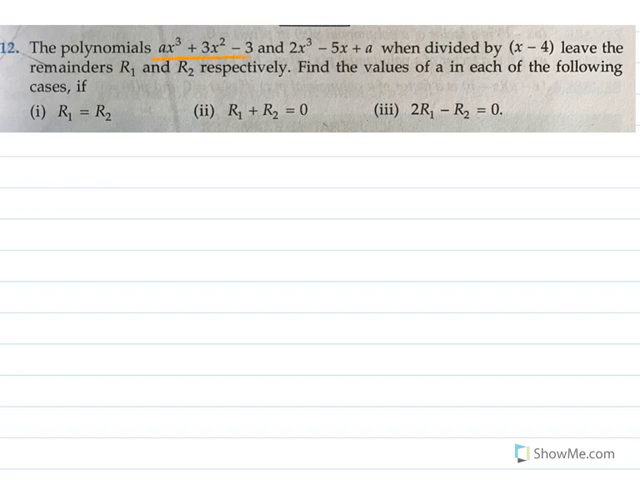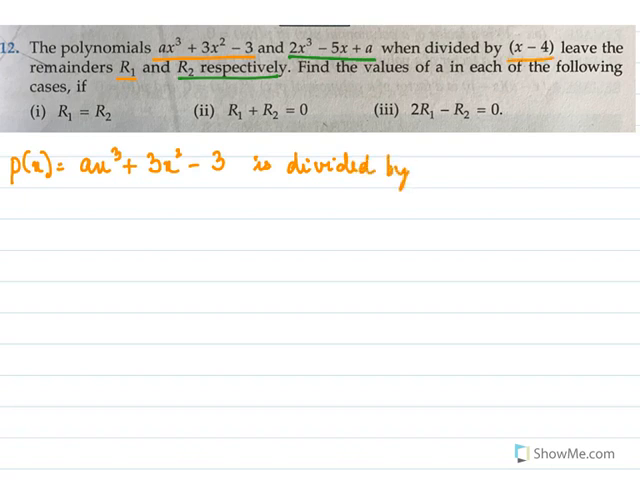The polynomials ax cube plus 3x square minus 3 and 2x cube minus 5x plus a are divided by x minus 4, leaving the remainders r1 and r2. Find the values of a in each of the following. So let's take up the first case when the polynomial, we'll give it a name, we'll say p of x equal to ax cube plus 3x square minus 3, is divided by x minus 4, and the remainder equal to, they said, r1.